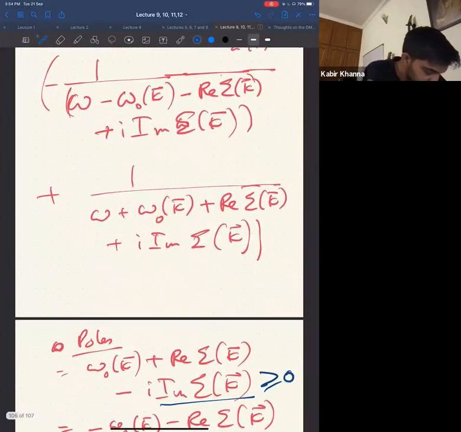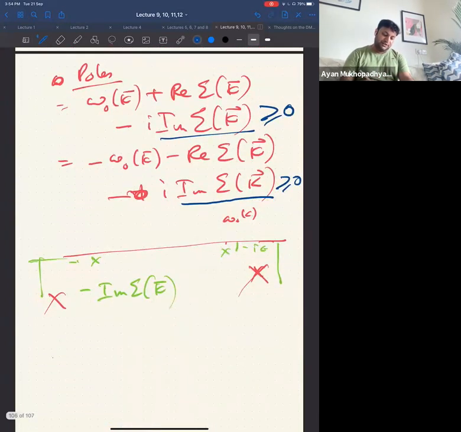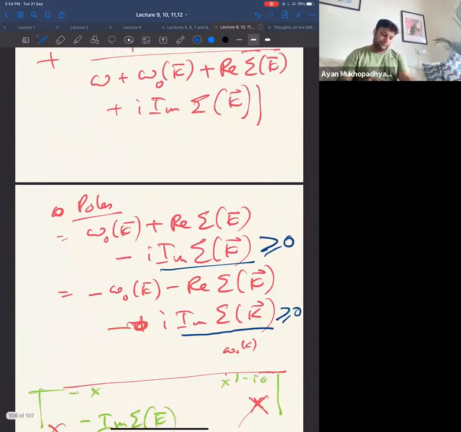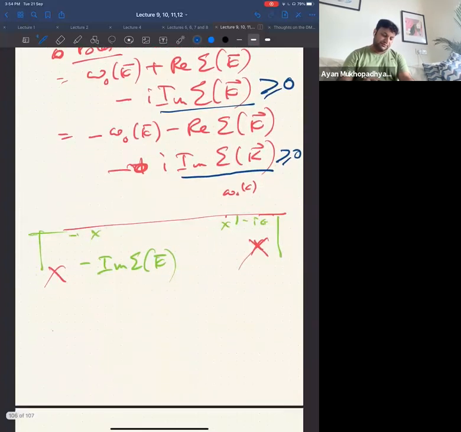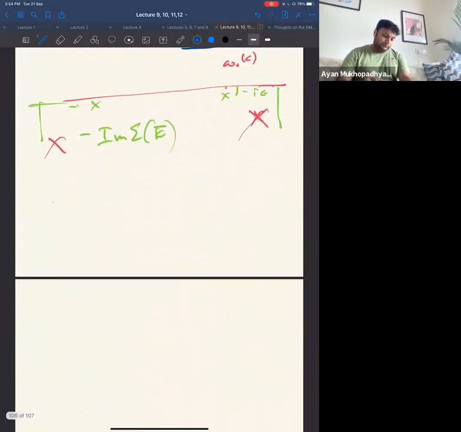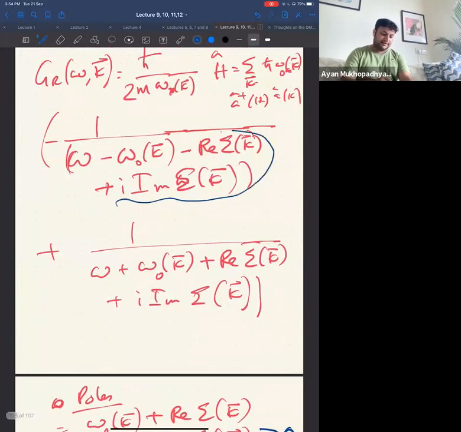Here, no, not plus i. The thing is shifted here, right? So you need these to be greater than 0. Okay, you need these to be greater than 0. All right, so I could have written the whole thing just as sigma k, and then I'm splitting it into real and imaginary part, right?